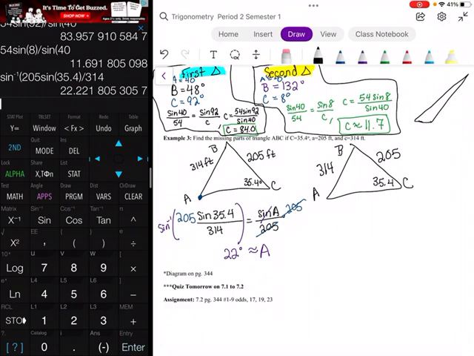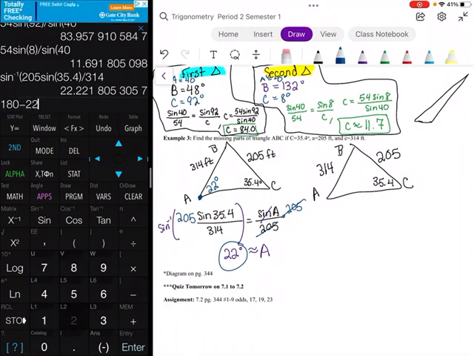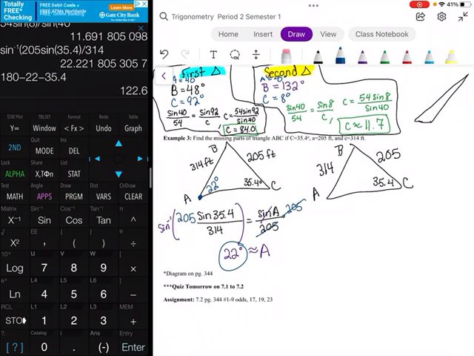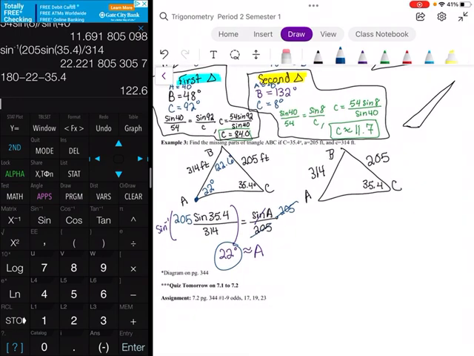And I'm still going to fill in the information that we know for sure. So we know in our first triangle, A is going to be 22 degrees. And these angles are both small enough in our first triangle to have a third angle. So we have 180 minus 22 minus 35.4. So our third angle is going to be about 122.6 degrees. Okay, so then we know our first triangle for sure makes a triangle.